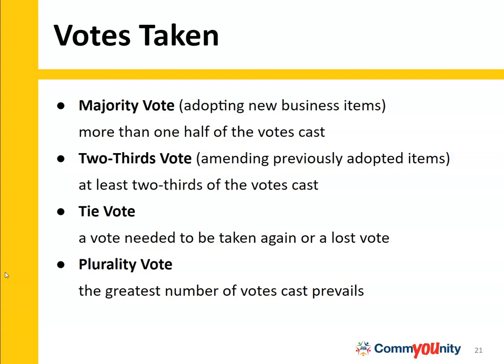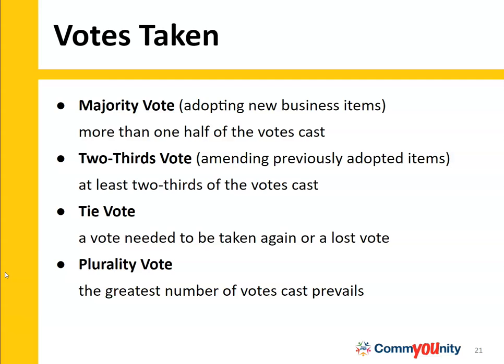A 2/3 vote requires at least 2/3 of the votes cast for the vote to carry. If there were 30 votes cast, at least 20 would be needed to pass the motion. 2/3 votes are used to amend something that has already been adopted, such as when a budget is amended. It is also used when the rights of members are affected. For example, a motion to end debate requires a 2/3 vote to pass, since it might restrict some members from speaking a first or a second time.